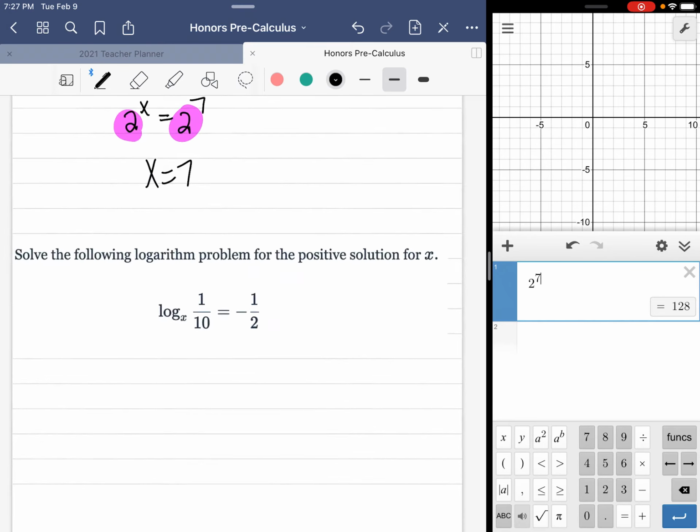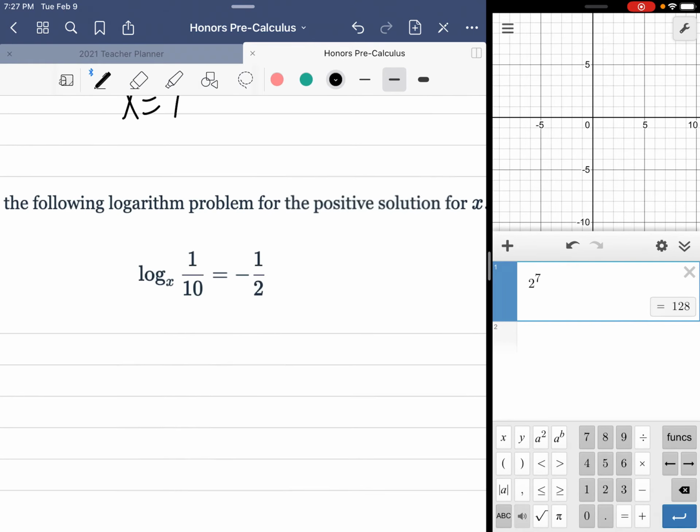Now, the next one is the one that I was talking about is a little bit different. And I'm going to be looking at this one. I'm still going to convert it over, but we're looking for the positive solution. So I'm going to convert this into an exponential. And I'm going to say that x raised to negative 1/2 equals 1 over 10. So I still want to get a common base here. Or I could try to get a common base here, but it's going to be virtually impossible to get a common base because of the fact that I have a base that is x. I have an unknown variable.